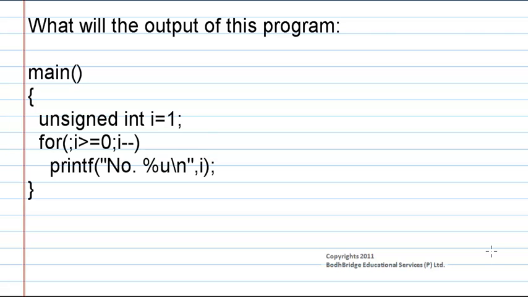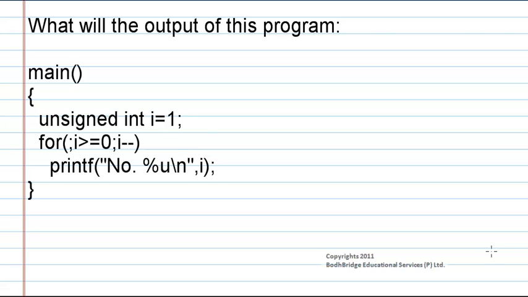What will be the output of this program? In the main function, the variable I is declared as unsigned integer and is assigned the value 1. In the for loop, the condition is given that I must be greater than or equal to 0 and the value of I is decremented.